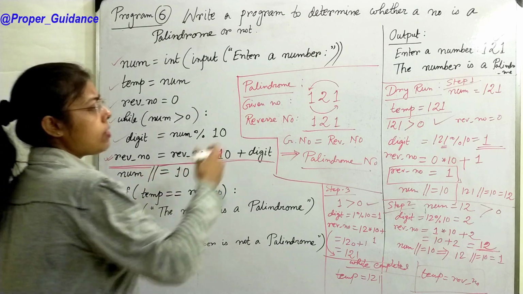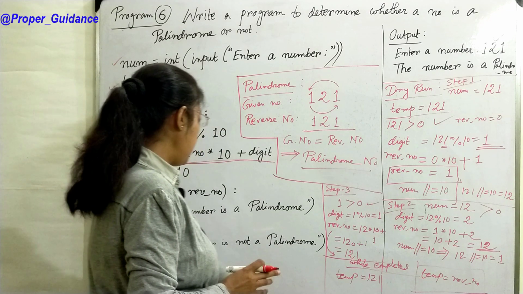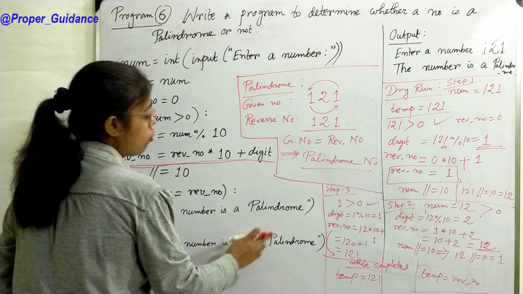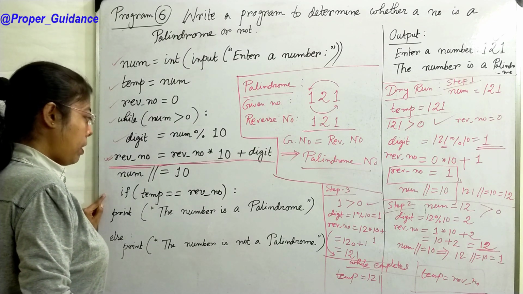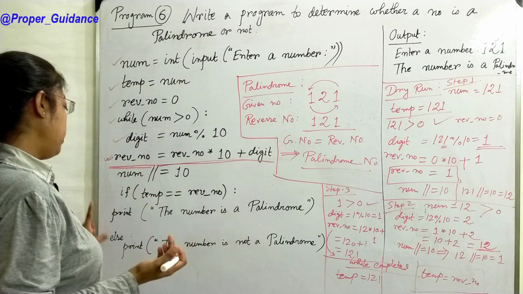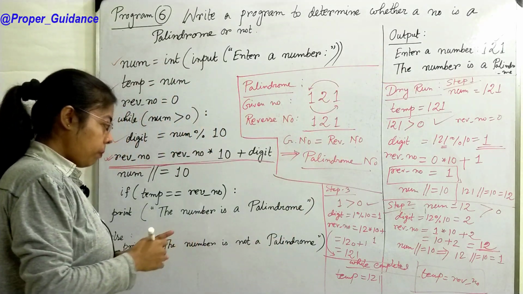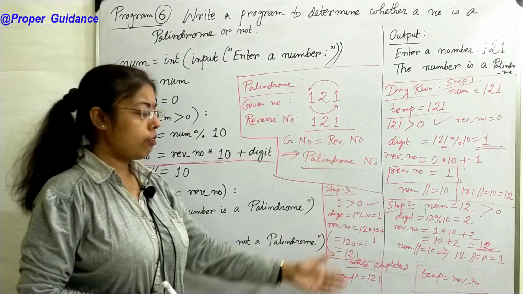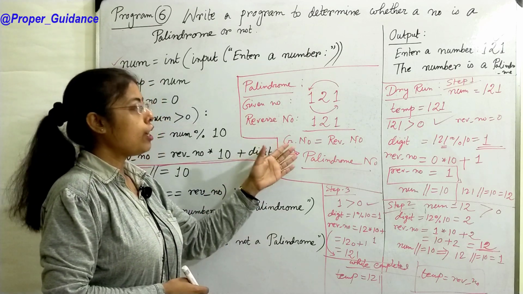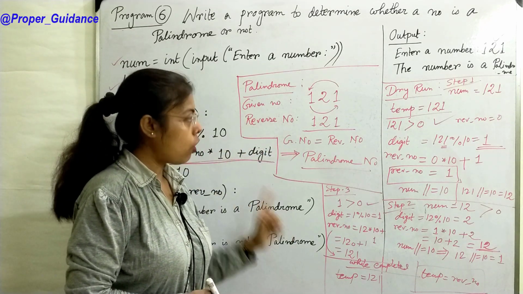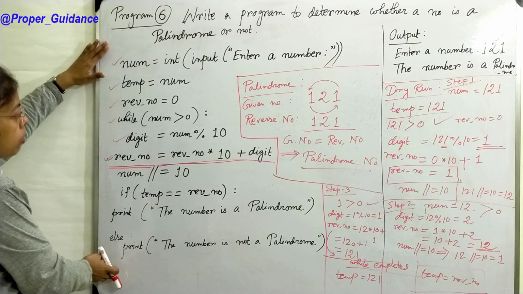If there is another number, maybe 123, then they will not be equal and it will print that the number is not a palindrome. After the while loop is completed, the if statement is executed, and then the ultimate output will be given like this. So this is the entire way the machine executes a program, in the logical part, right? This is the actual logic, how the code snippet works.